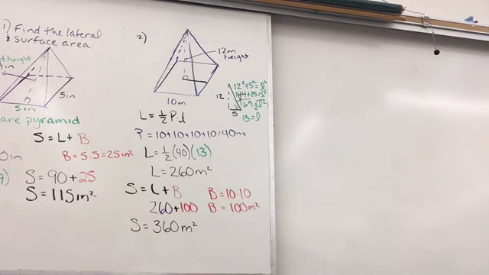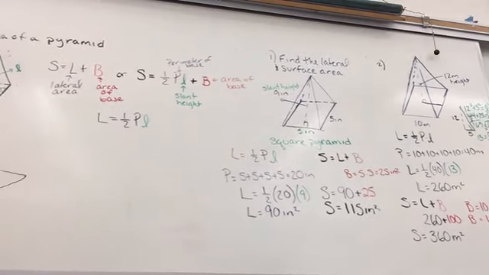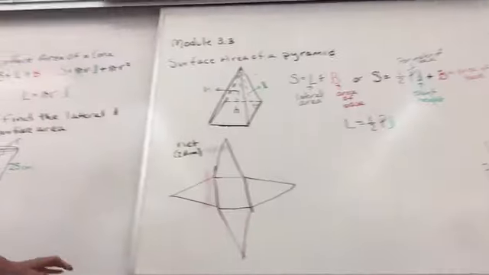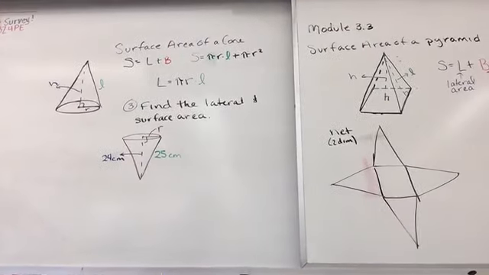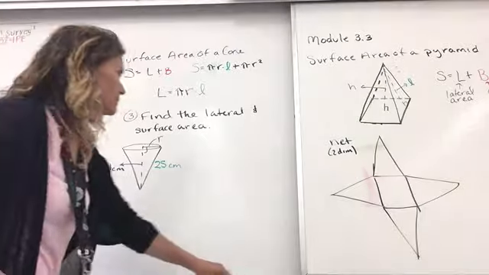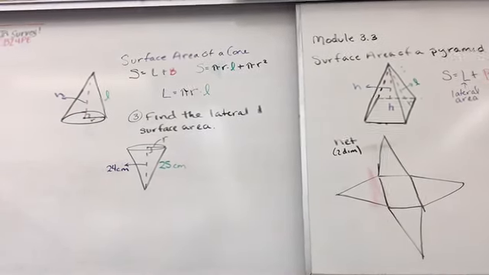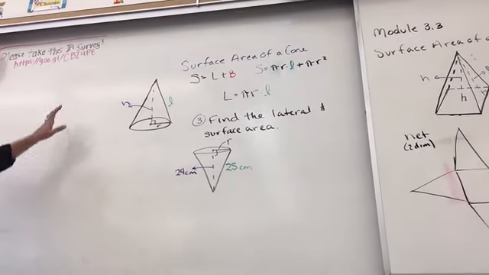One more to talk about is the cone. Same idea, same values. We still have slant height and height to deal with. But the difference with the cone is that the base is a circle. So we'll move this over a little bit. All right, here we go.